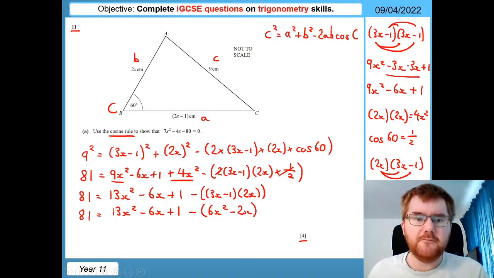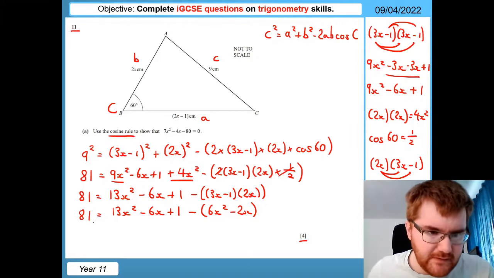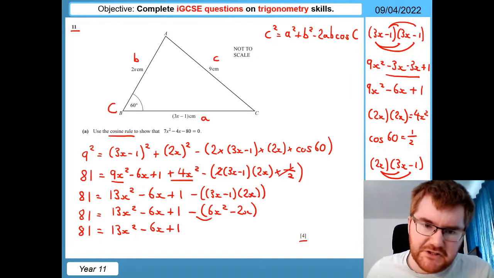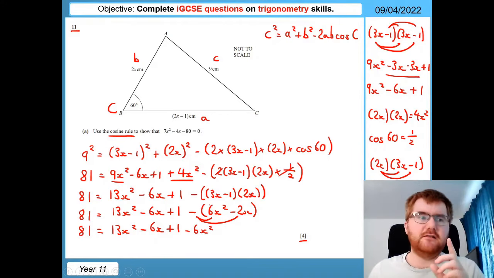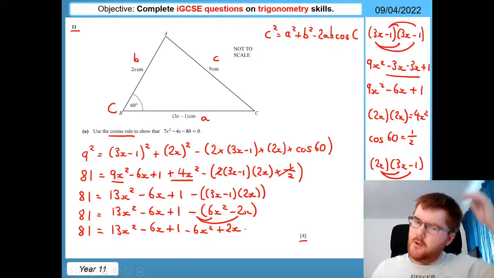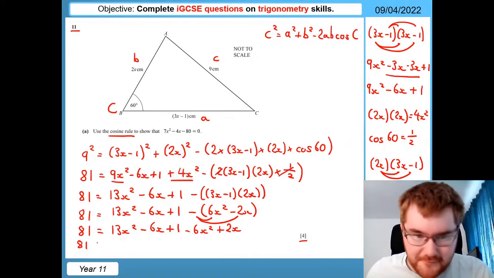And we're almost there. So once you see this next step, you'll see we've almost got to the answer. So we get 81 equals 13x squared minus 6x plus 1. And now we're expanding essentially a single bracket here as well with this minus. So we get minus 6x squared. And this is the thing really to watch out for in this question. The minus times a minus is a plus. So we get plus 2x. Almost there. So 81 hasn't moved for the time being.